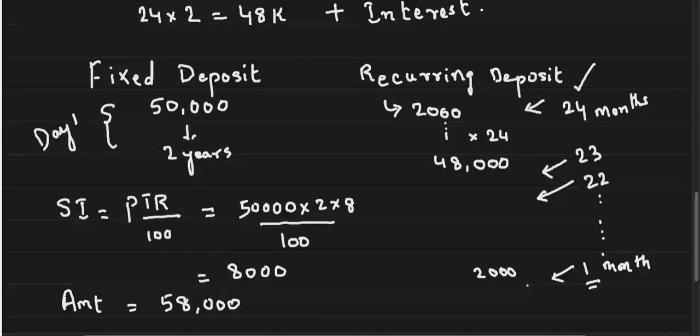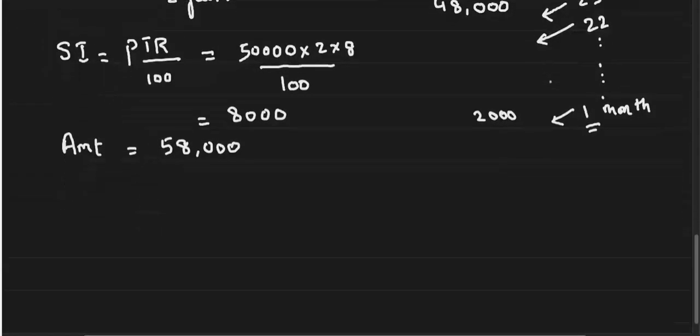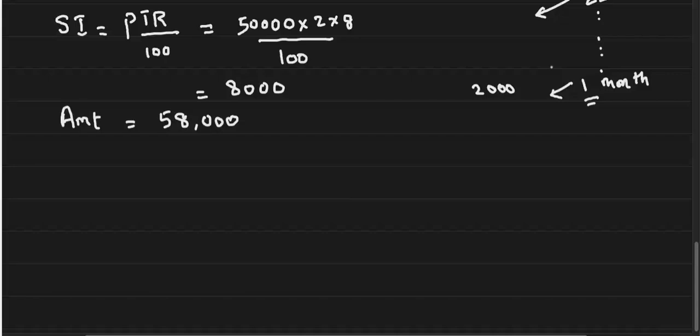To get the exact interest which recurring deposits yield is a different story. You can't just use the simple formula SI equals PTR by 100. So let's derive that formula and use it. You will understand. Very interesting thing.